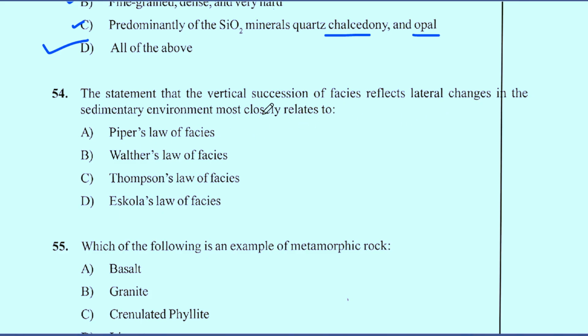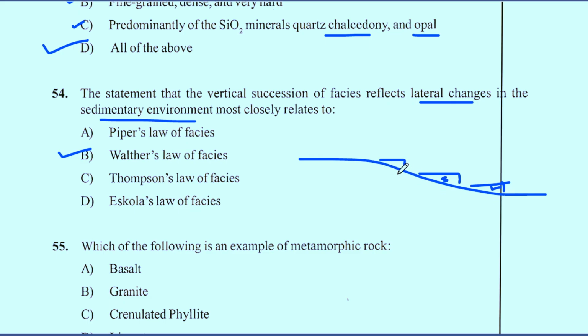the statement that vertical succession of phases reflects lateral changes in the sedimentary environment is most closely related to. It is related with Walther's law. Okay, what does this law tell? Suppose this is our coastline. Here we are getting limestone, here we are getting sand, and here we are getting clay.